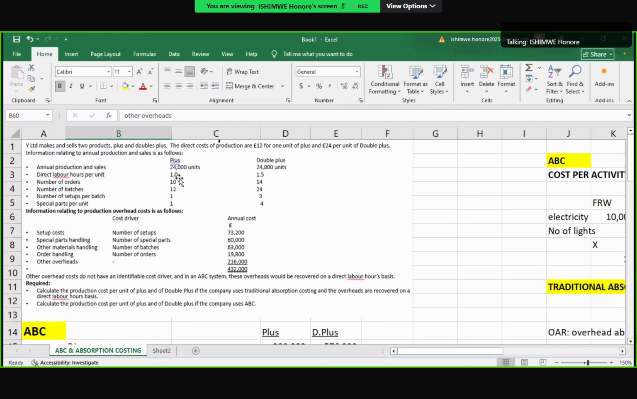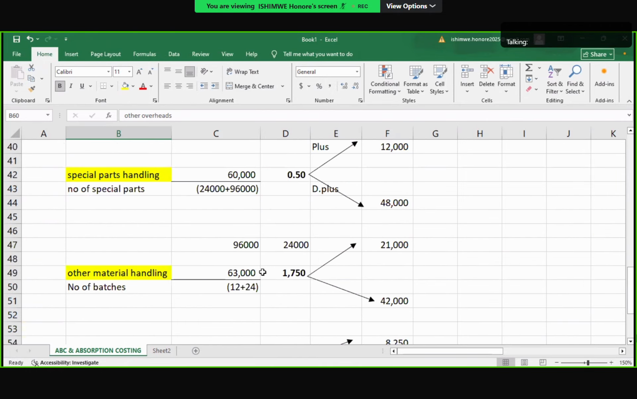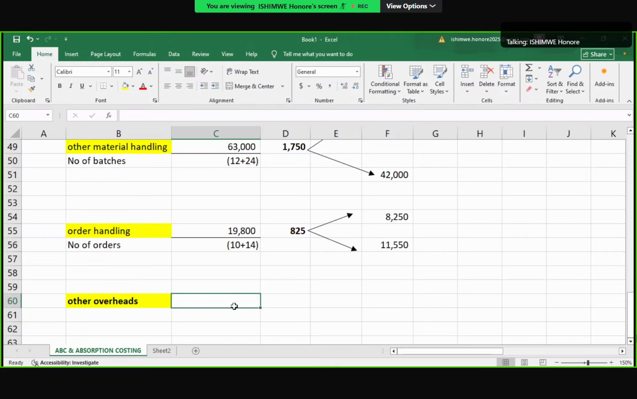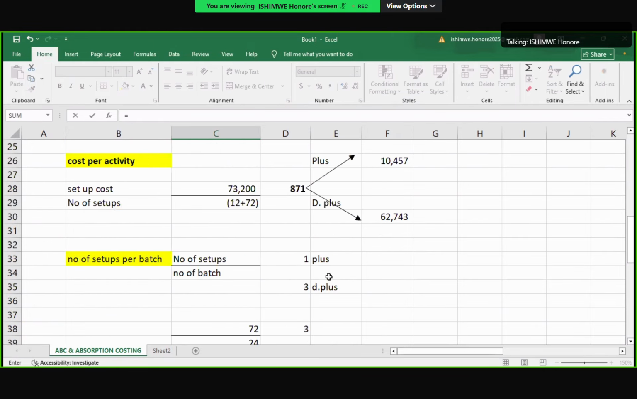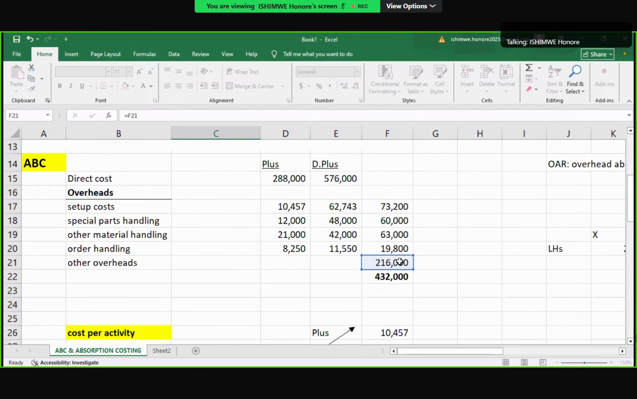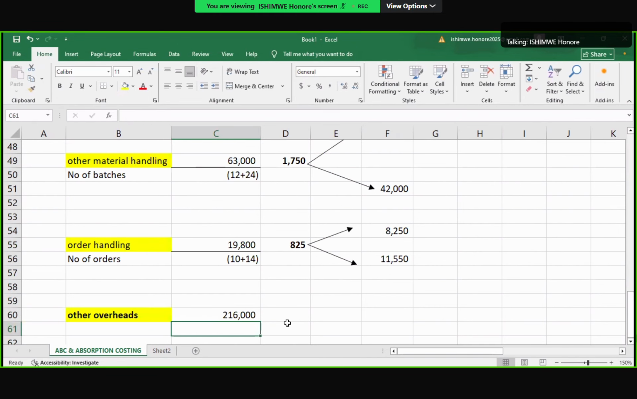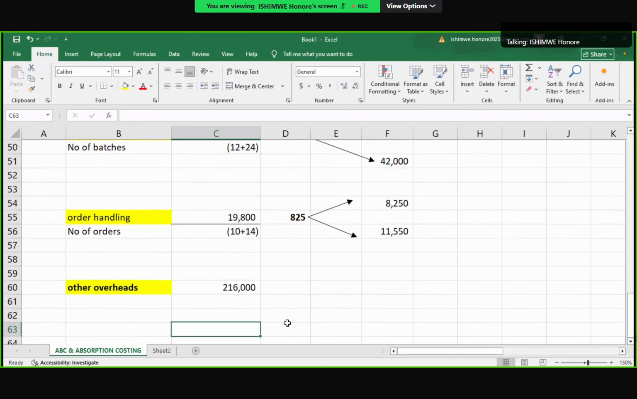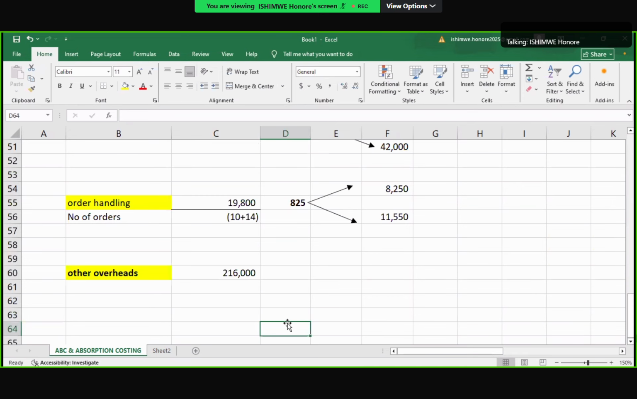So I will take 1 times the whole unit, 24,000, and 1.5 times the whole unit, 24,000 as well. So I will take the total cost per activity. The total cost is 216,000. Then I will divide it by, if you remember, the direct labor hours, so let me first find the direct labor hours here.